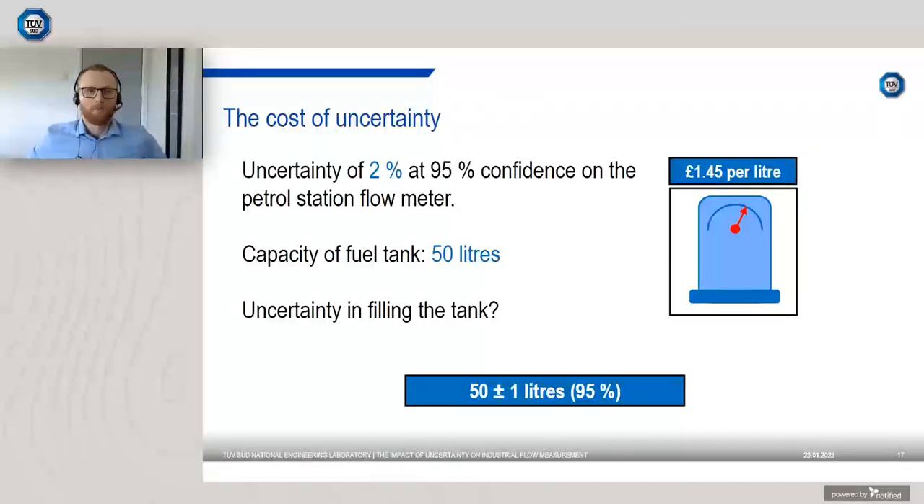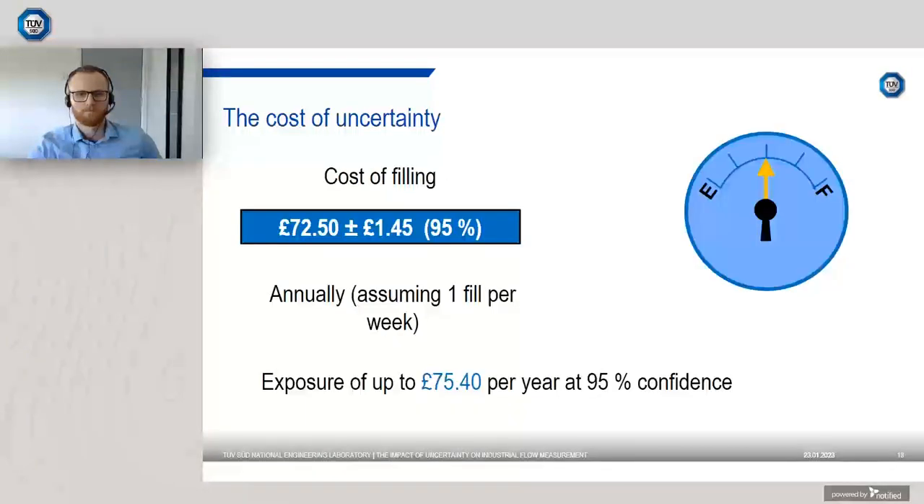Perhaps an example that's more relatable to everyone is the cost of uncertainty in refueling a car. If a fuel tank has a capacity of 50 litres and the uncertainty in filling the car was 2%, the uncertainty in litres would be 1 litre. So the uncertainty in filling the tank would be plus or minus 1 litre at a 95% confidence level. If you assume £1.45 per litre, the cost of filling a 50 litre tank would be £72.50, plus or minus £1.45 at a 95% confidence level.